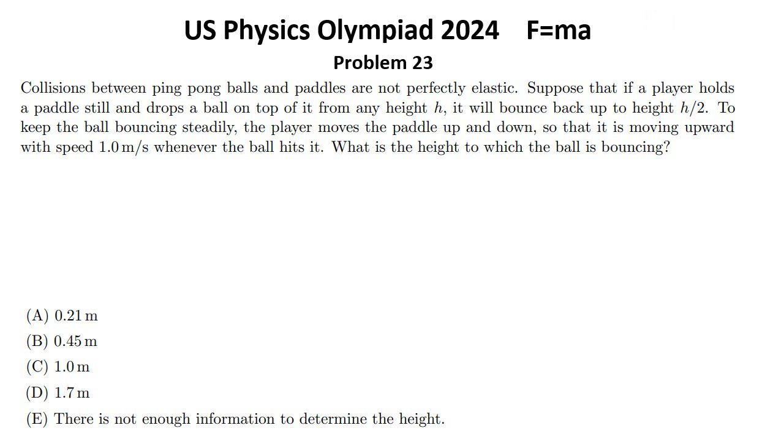To keep the ball bouncing steadily, the player moves the paddle up and down, so that it is moving upward with speed 1 meter per second whenever the ball hits it. What is the height to which the ball is bouncing?